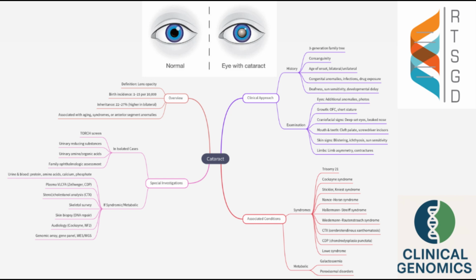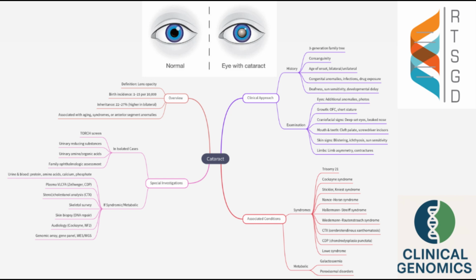We begin with some basic lab tests. These include a torch screen to check for infections from the womb, and urine tests to look for reducing substances and organic acids. Blood and urine may also be tested for protein, calcium, phosphate, and amino acids. If there's a family history, we also examine the parents' eyes. But if we think the cataract is part of a syndromic or metabolic condition, then we do more advanced testing.